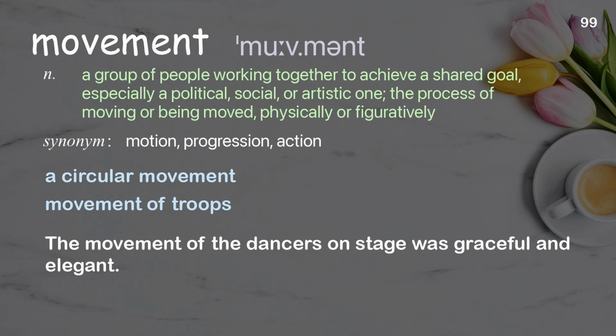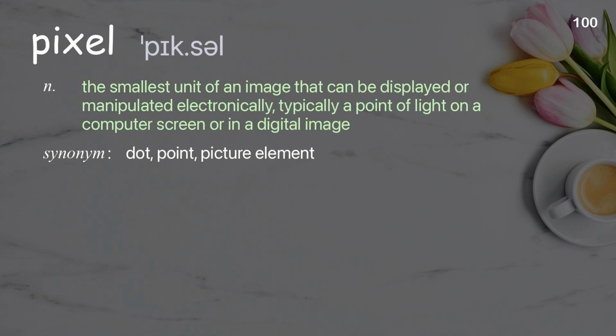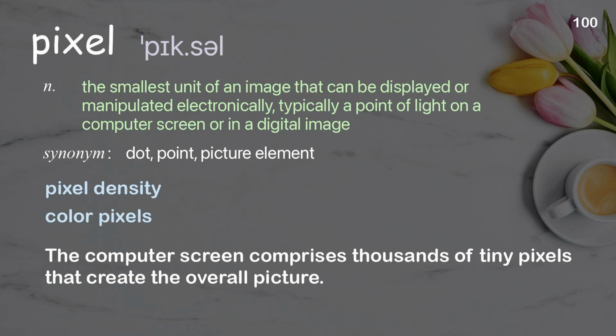Pixel. The smallest unit of an image that can be displayed or manipulated electronically, typically a point of light on a computer screen or in a digital image. Examples: pixel density, color pixels. The computer screen comprises thousands of tiny pixels that create the overall picture.